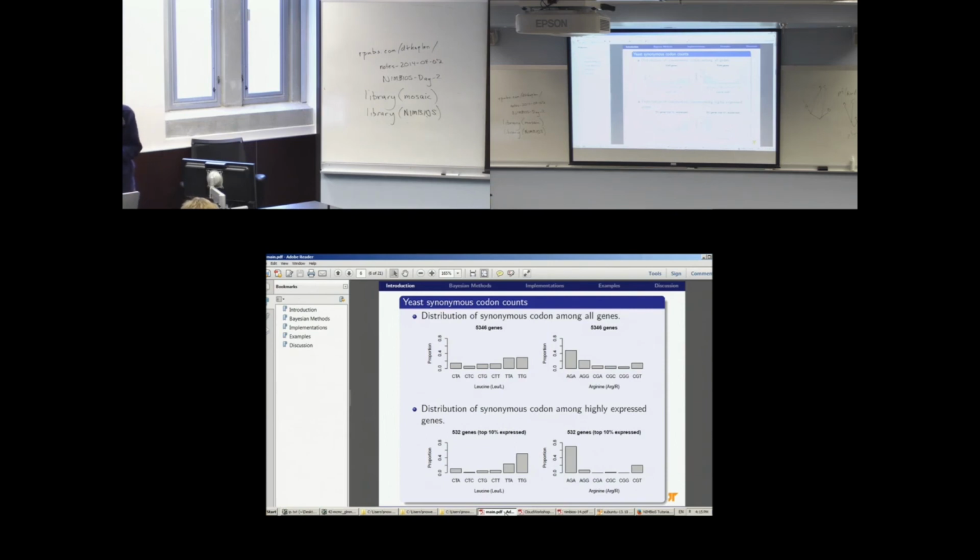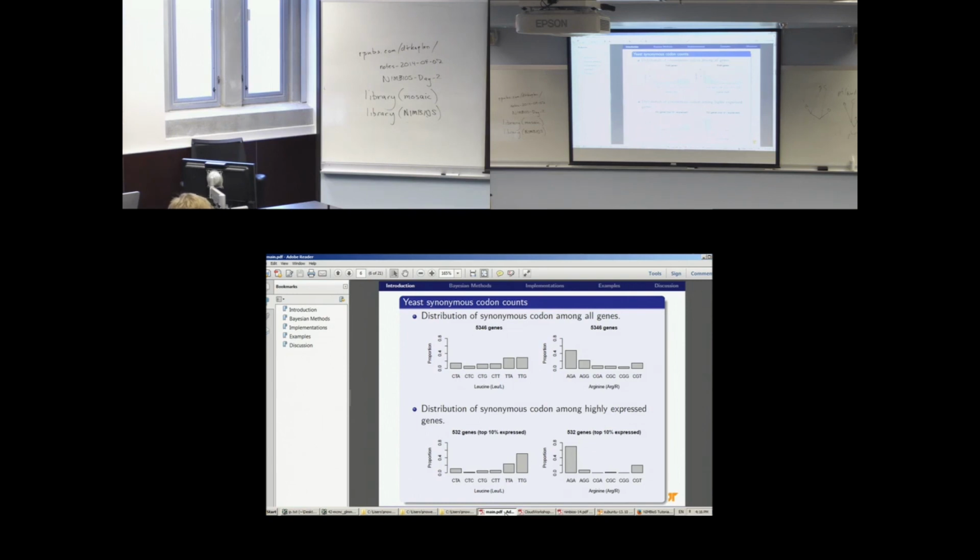The question is whether this model fits most species. I doubt that, but you might look for some evidence in the data set first. Like here, for example in yeast, which has 5,000 genes, on the top is the distribution of synonymous codons for leucine and arginine. It's pretty much not a uniform distribution. They favor some particular codon, like AGA in arginine. And this suggests some codon usage bias.